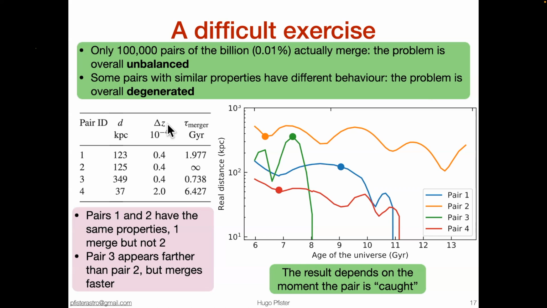So with these two problems in mind, we still tried to understand if we could classify these pairs using the data that we had access to.